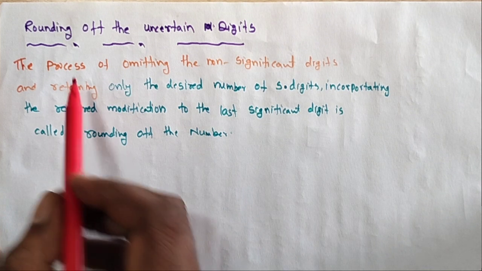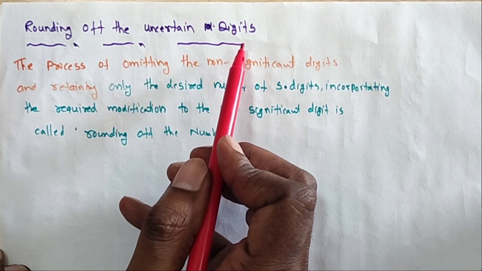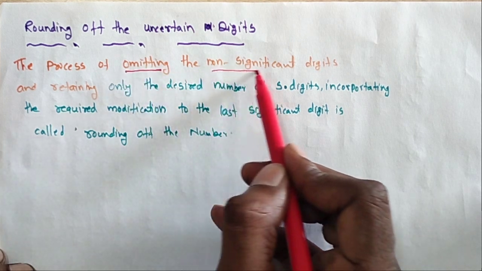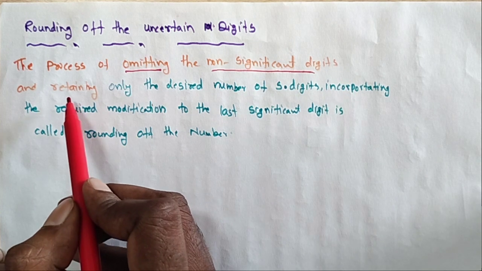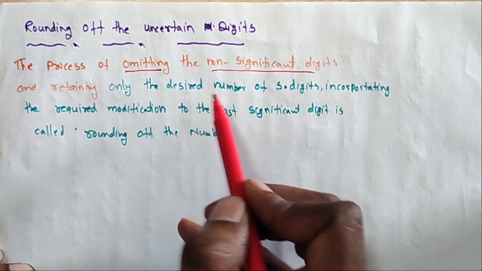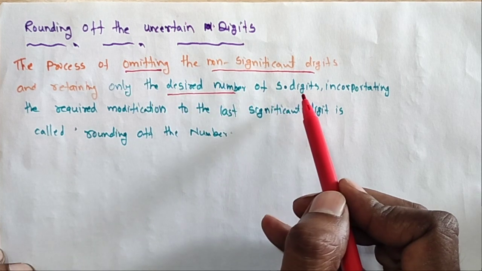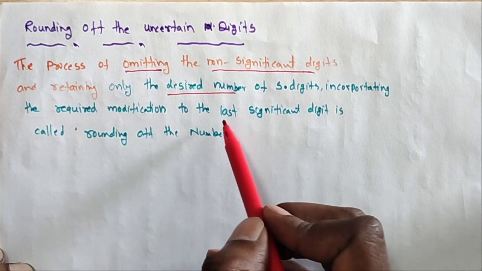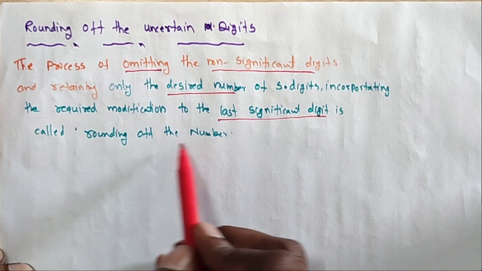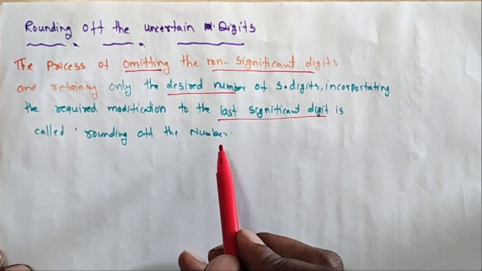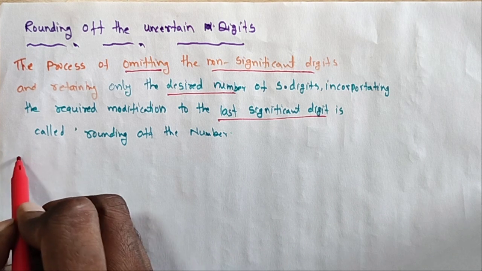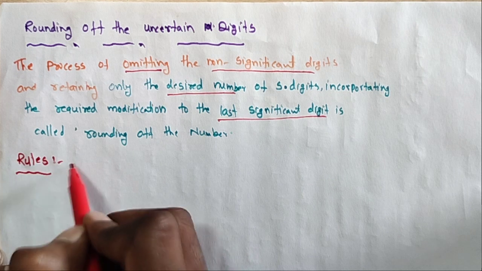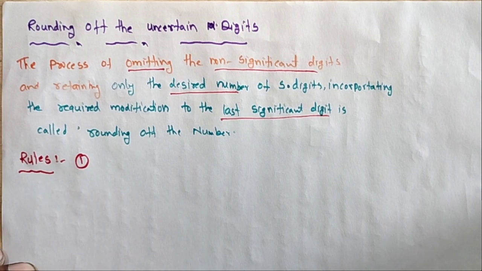Next, rounding of the uncertain digits, or rounding numbers. The process of omitting non-significant digits and retaining only the desired number of significant digits, incorporating the required modification to the last significant digit, is called rounding of the numbers. Here there are some rules. I will explain how to round numbers one by one; especially, 3 rules are there.